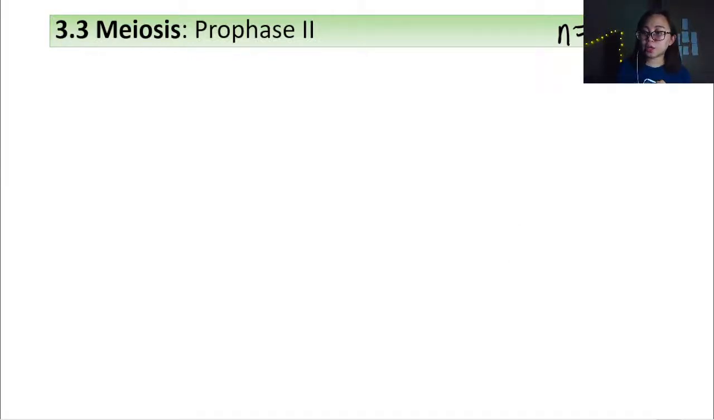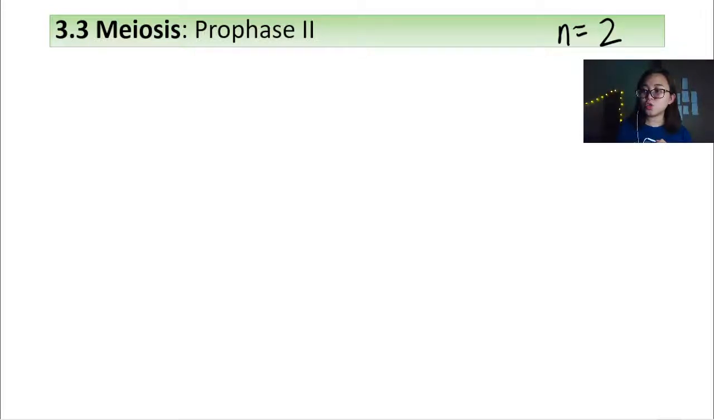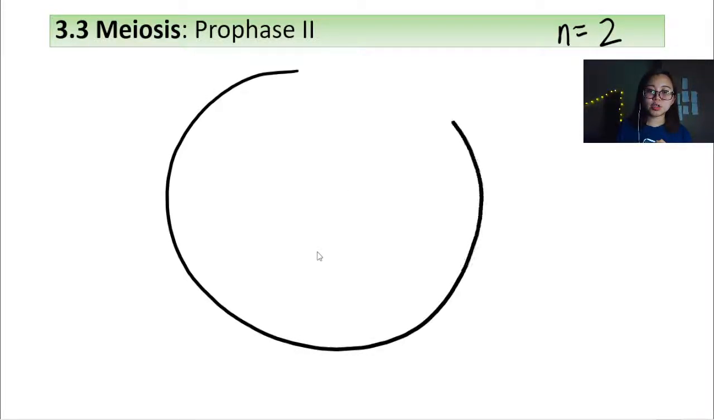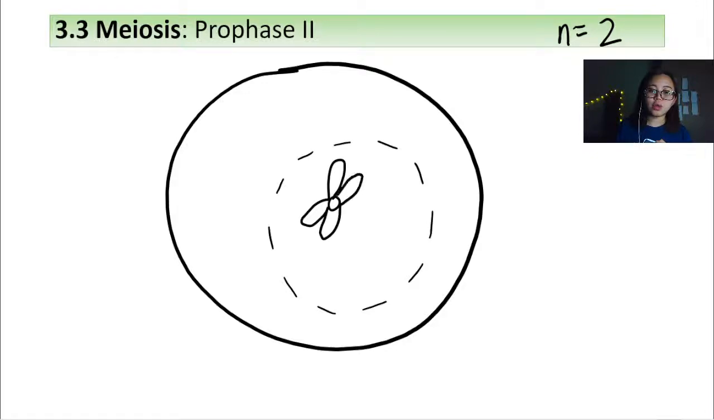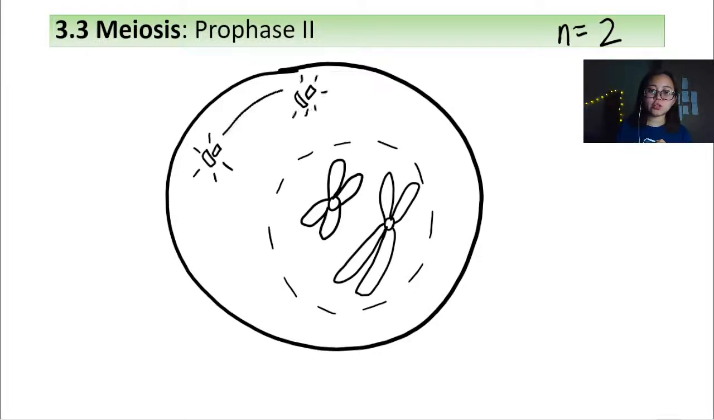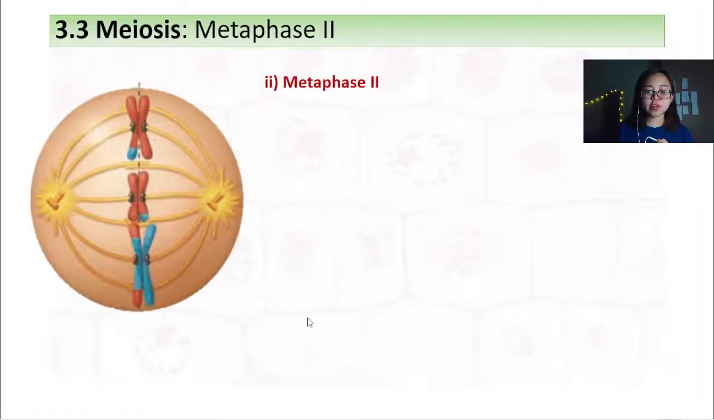Now your cell will have N equals to 2 number of chromosomes. So we draw the cell like this. We draw the nuclear envelope disintegrating. We draw 1 chromosome, 2 chromosomes. We draw the centrosome and the spindle fibers. We color in, and yeah, that's it. Ini sajalah untuk prophase 2. Okay, kita teruskan dengan metaphase 2.